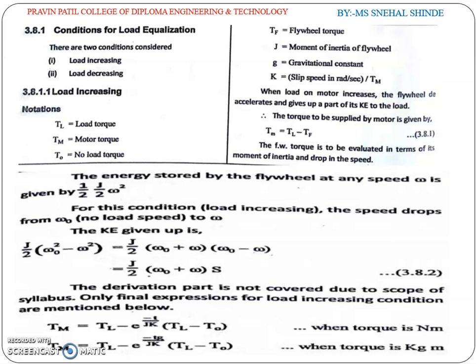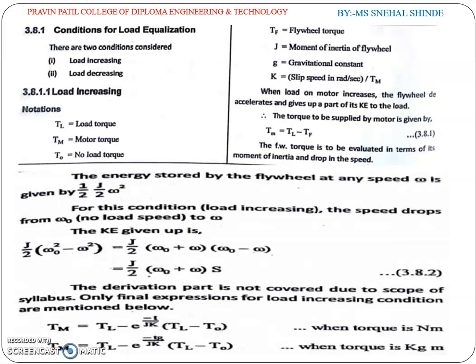some part of its kinetic energy to the load. Here the notations are: TL equal to load torque, TM equal to motor torque, T0 equal to no load torque, TF equal to flywheel torque, J equal to moment of inertia of the flywheel, G is the gravitational constant, K is the slip speed in radian per second per Tm. When the load on the motor increases, the flywheel decelerates and gives up a part of its kinetic energy to the load.